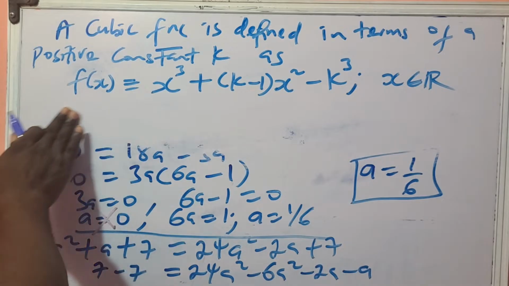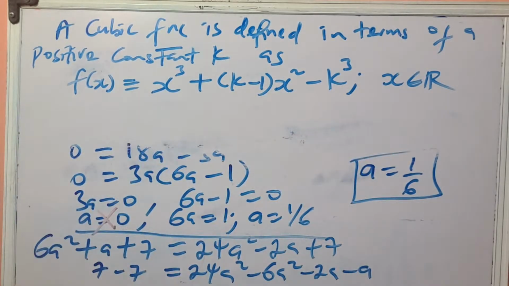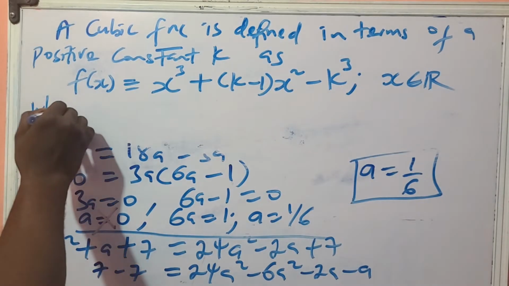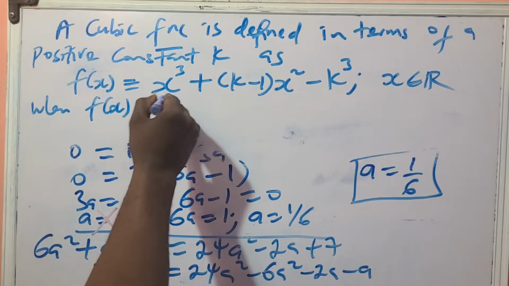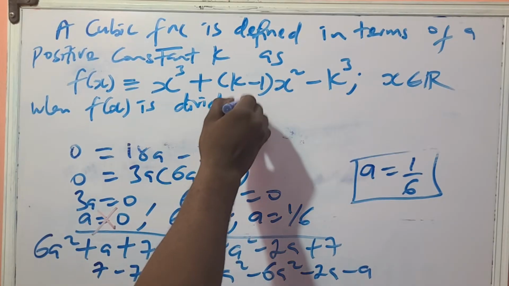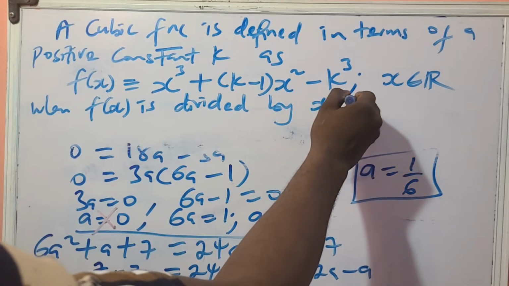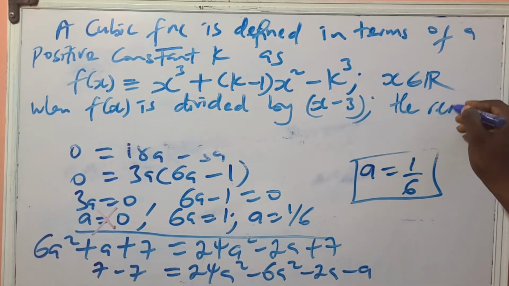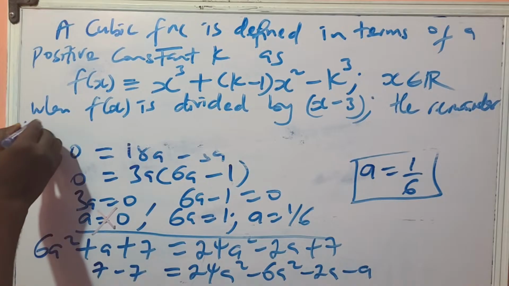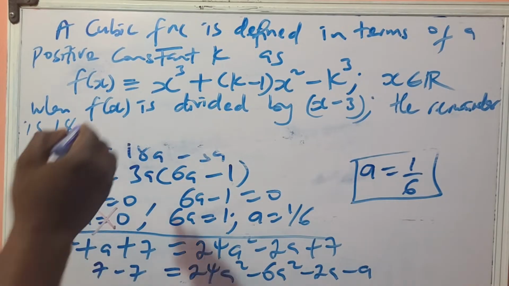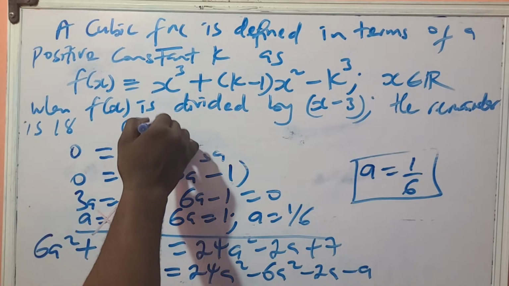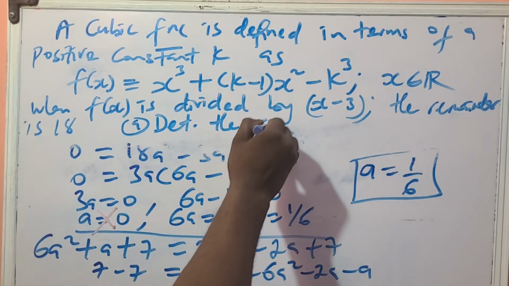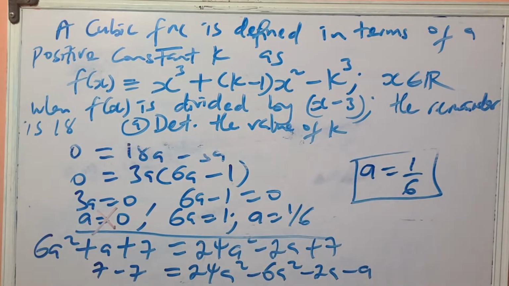Now, because of time, I don't want to write the whole note, but it is further given that when f of x is divided by x minus 3, the remainder is 18. The remainder is 18. So the first question said you should determine the value of k.